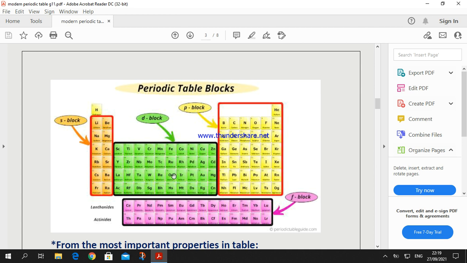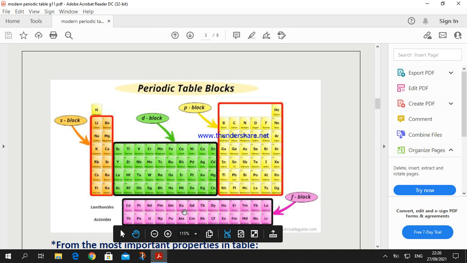D block elements. The location of these elements is in the middle of the table. These elements start appearing from period 4, okay, and they include the transition elements, okay, the main transition elements. So the name of the D block elements is the transition elements. The elements located in the S block are called representative elements. The elements found in the P block are also known as representative elements, okay.